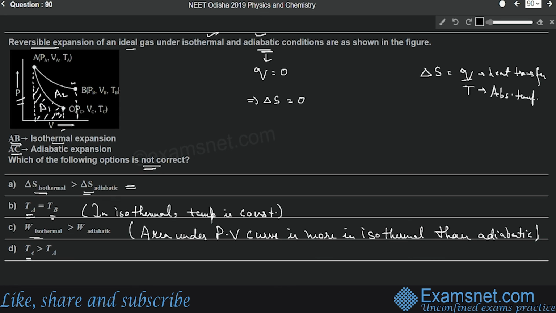So here we are talking about the graph AC, that is for adiabatic expansion. Now what happens in case of adiabatic expansion? In adiabatic expansion, the temperature decreases. Okay, so the temperature drops and there is cooling effect. Therefore the final temperature will be lower than the initial temperature. That means TC should be lower than TA, not higher. Okay, therefore this is an incorrect option. Okay, so option D will be the correct choice here.